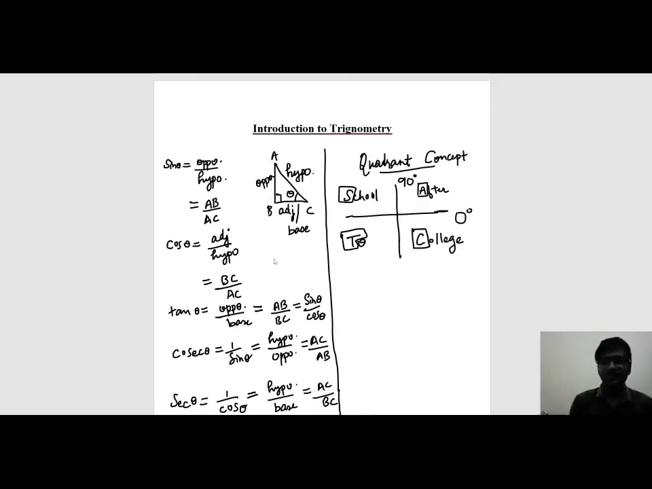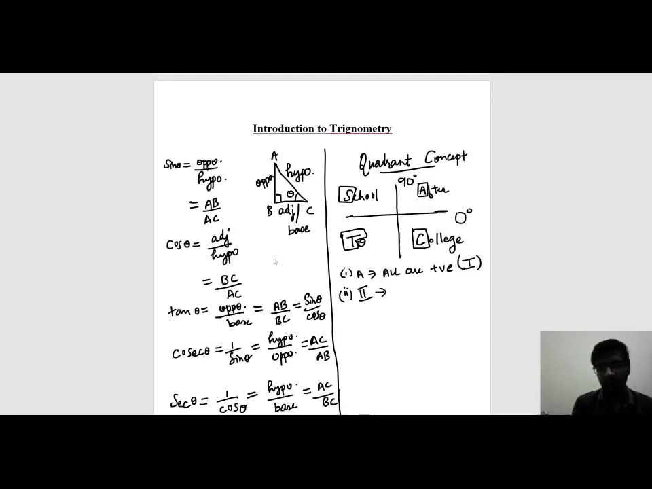Why did I give you this? There is a reason. Since the first quadrant is starting with A, it implies that in the first quadrant everything is positive. So, all are positive. That is, sine, cos, tan, cosec, sec and cot, everything will be positive in the first quadrant.